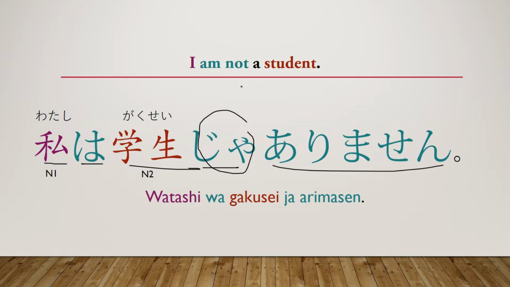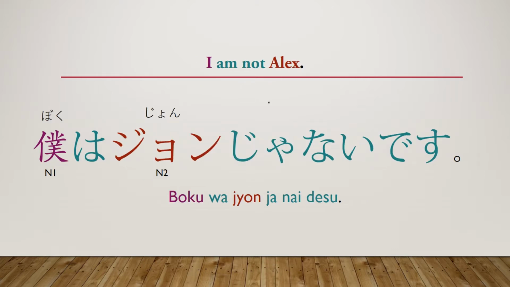Okay, let's move on to the final sentence. This one is where I decided to use the phrase I was talking about, ja nai desu. So we have boku wa jon ja nai desu. There's a lot of J sounds there. That's a little bit hard to say. Boku wa jon ja nai desu.